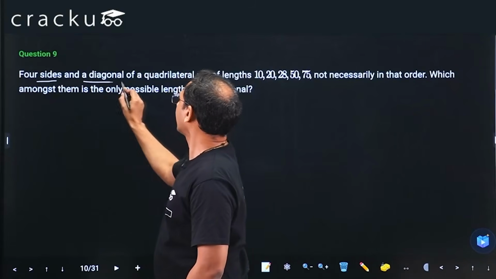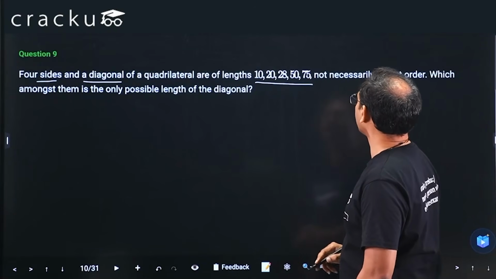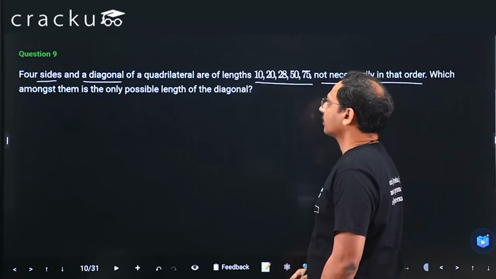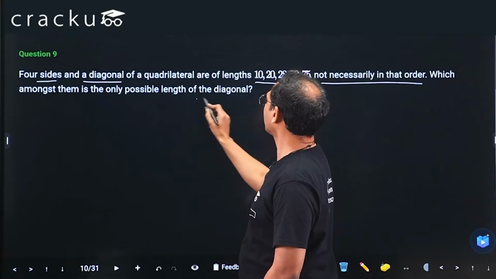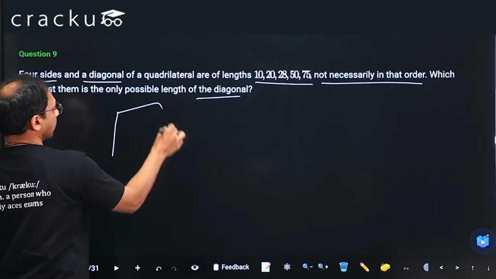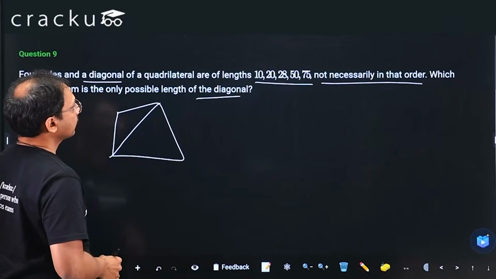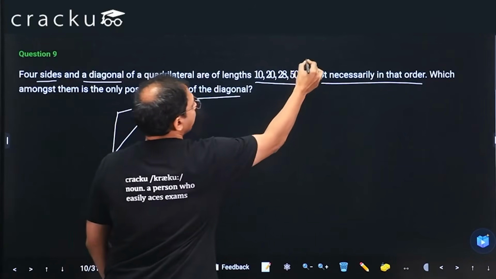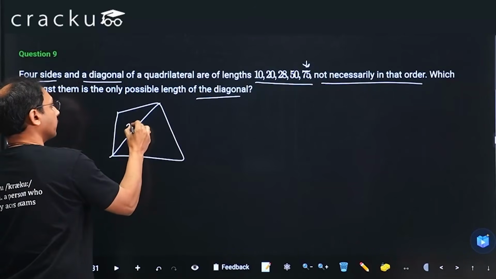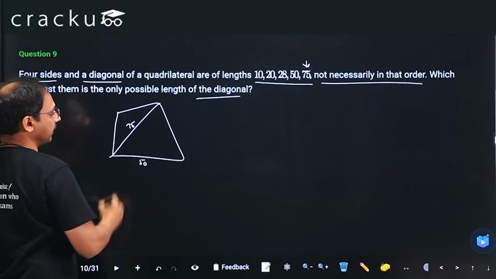Four sides and a diagonal of a quadrilateral are of lengths 10, 20, 28, 50 and 75, not necessarily in that order. Which among them is the only possible length of the diagonal? Let us see. We are given 4 sides and 1 diagonal. Let us see if 75 can be a possible value of the diagonal. If I put 75 here, 50 should come somewhere. Let us put 50 here.